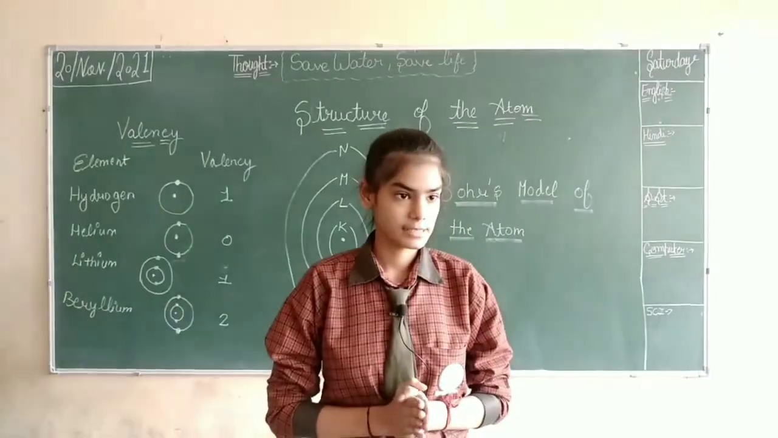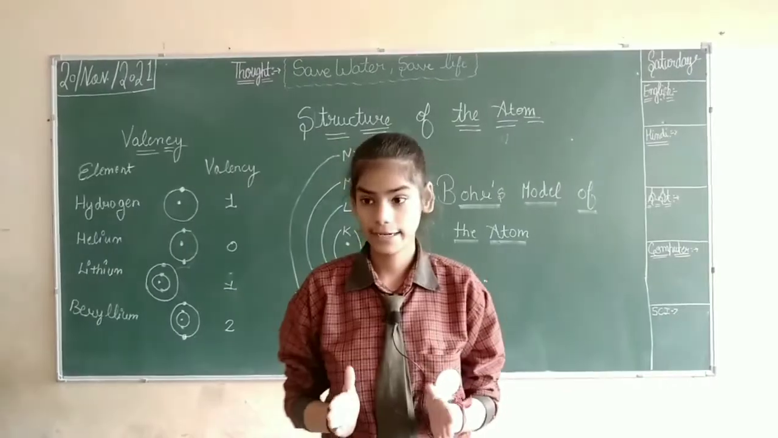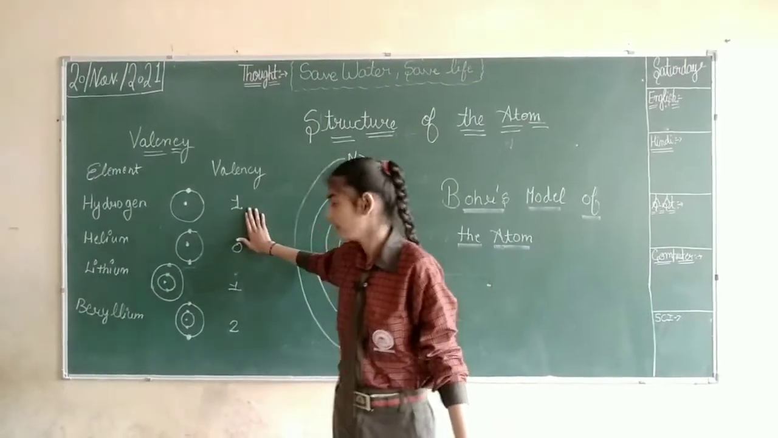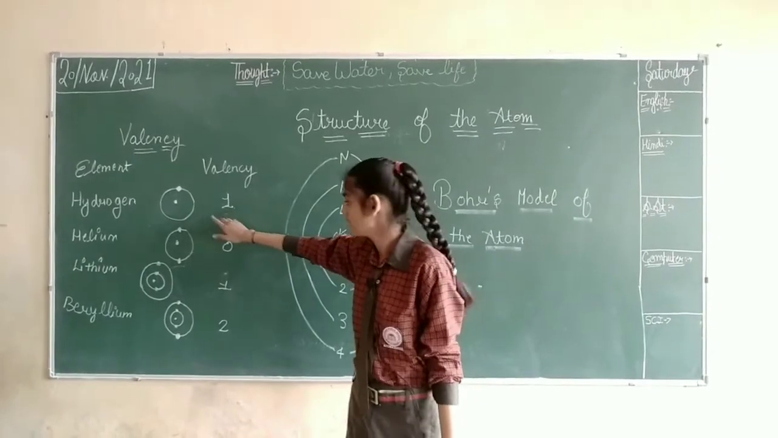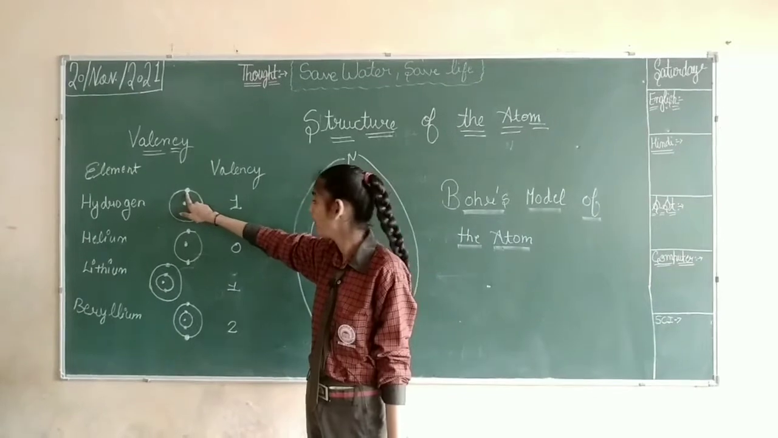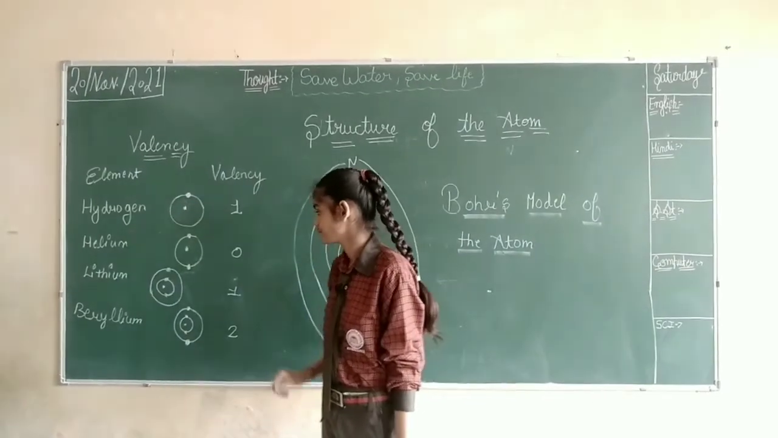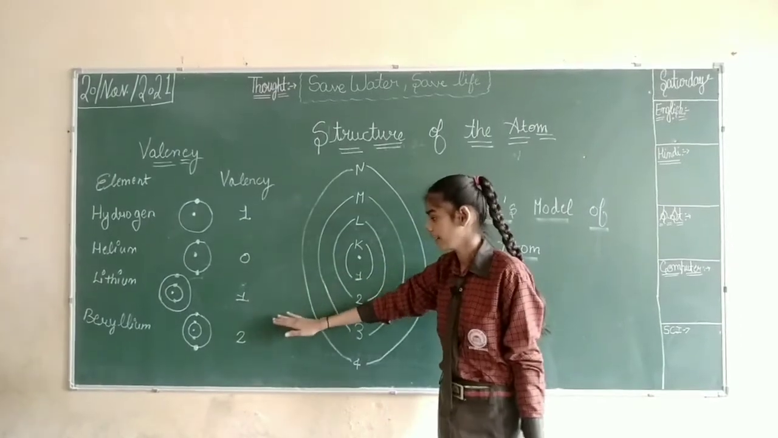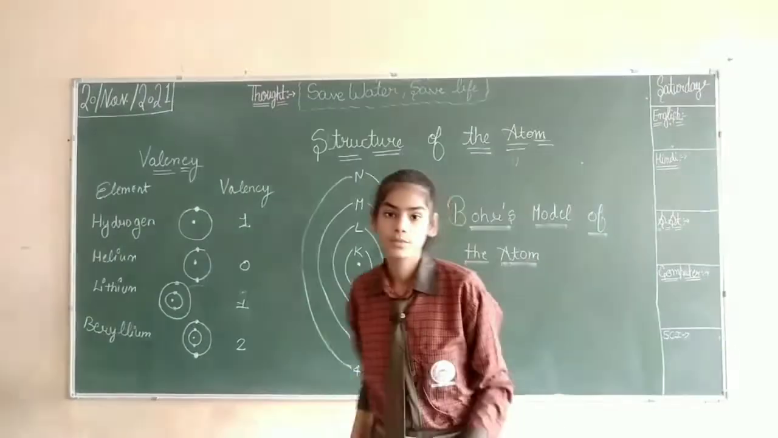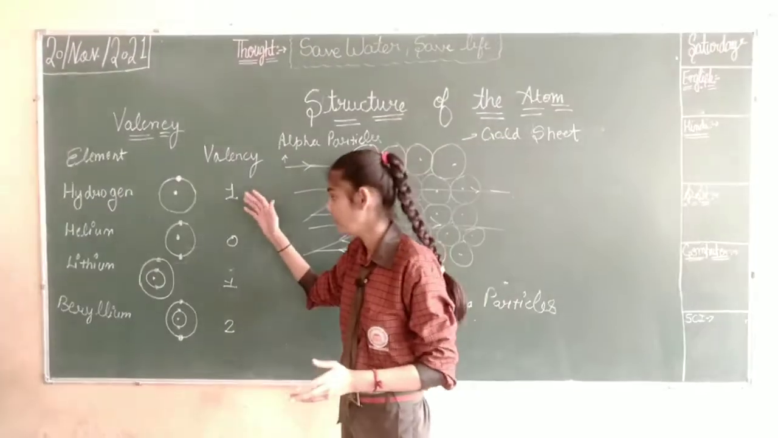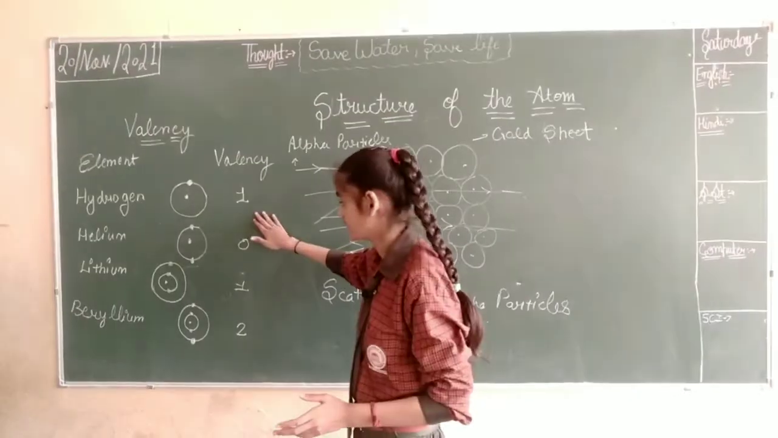Now about valency. The combining capacity of an atom is called valency. For example, hydrogen has valency 1. This is a diagram of an atom and this is the structure of hydrogen. The valency of helium is 0, lithium 1 and beryllium 2. Valency is the number of electrons present in the outermost shell. So the hydrogen valency is 1.